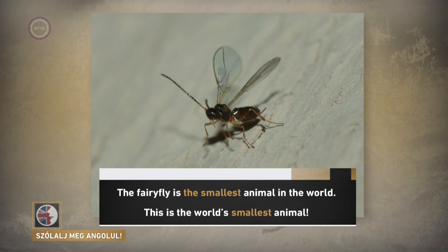This is a fairy fly. The fairy fly is the smallest animal in the world. The fairy fly is very, very small. Its average length is between 0.5 and 1 millimeter. This, ladies and gentlemen, is a very small flying thing. This is the world's smallest animal.